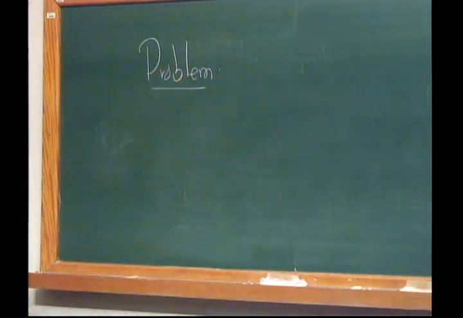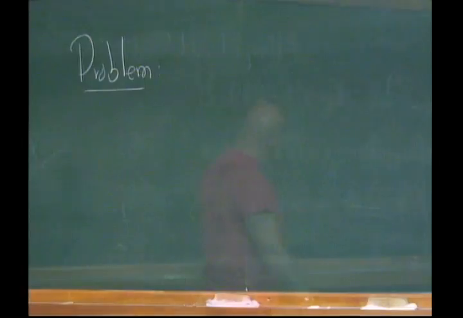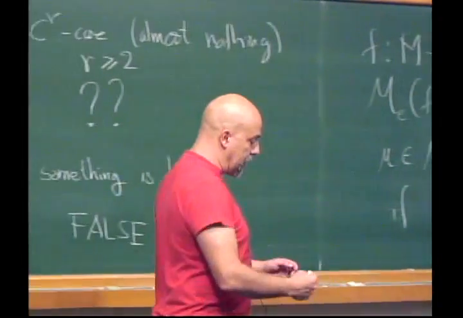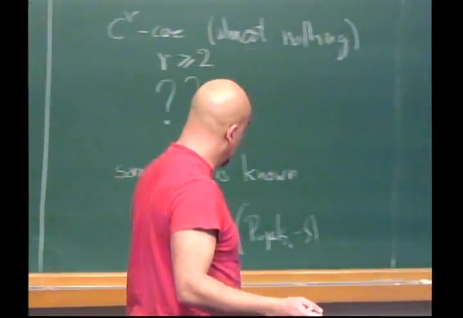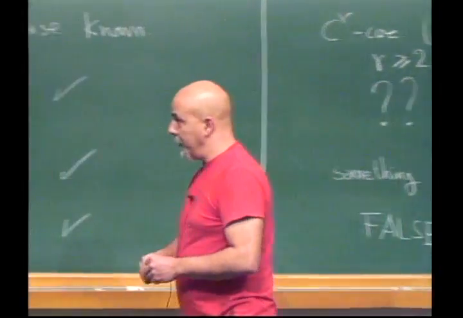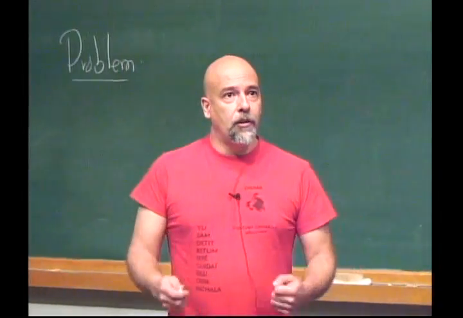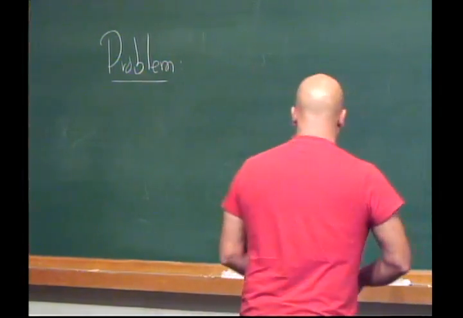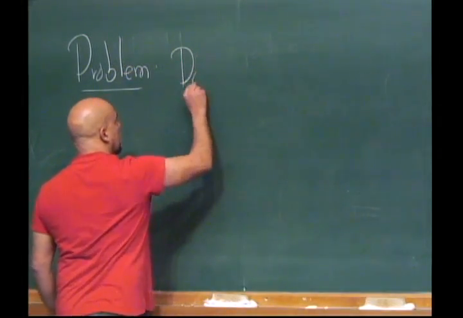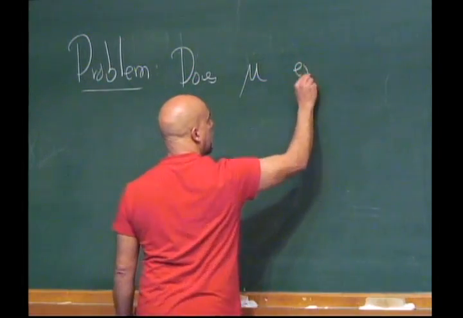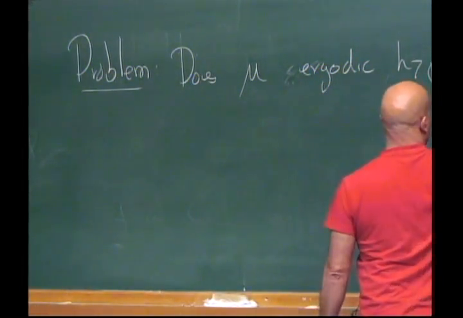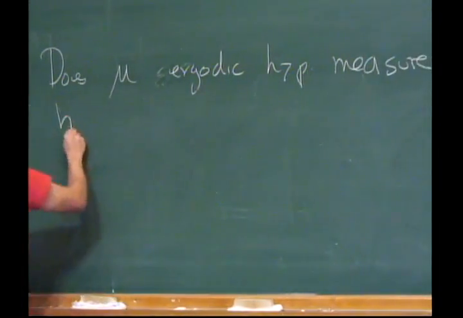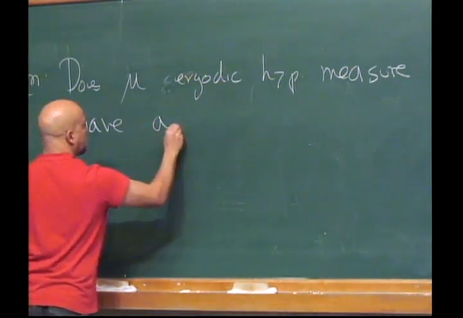What can we say about a hyperbolic ergodic measure? You know that when we have a hyperbolic periodic orbit, this orbit persists under perturbation, and has a continuation for diffeomorphisms nearby. If you have a hyperbolic set, then this hyperbolic set also has a continuation. So does a hyperbolic ergodic measure mu have a continuation?